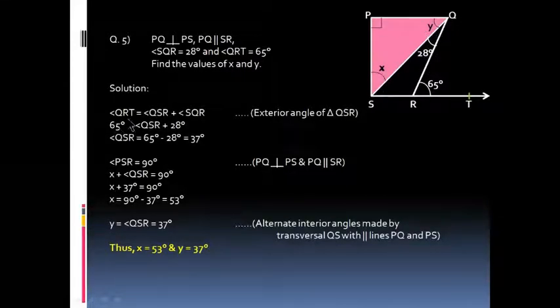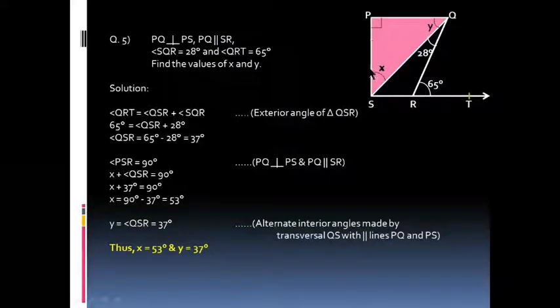Okay. So we just substitute the values. So 65 degrees is equal to angle QSR plus 28 degrees. Then keep angle QSR on one side, bring 28 degrees to the other side. This is positive, it becomes negative. So angle QSR is equal to 65 degrees minus 28 degrees, which comes to 37 degrees. So this angle we have found out and it is 37 degrees.